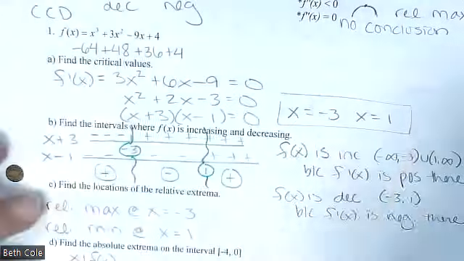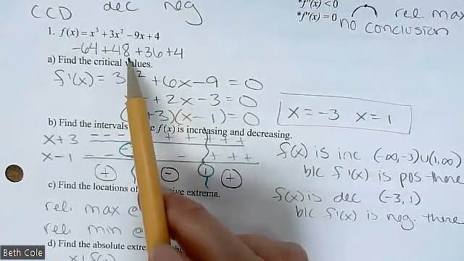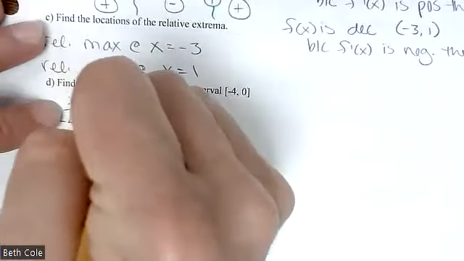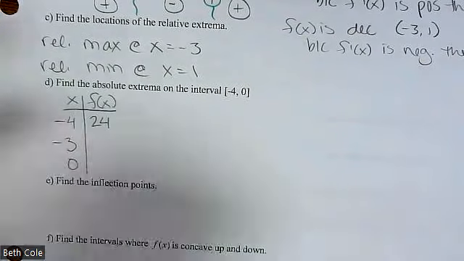-4 times -9 is 36, and then +4. So let's see, 36 and 4 is 40. Plus 48 would be 88 minus 64, 24. Good job. Nice.